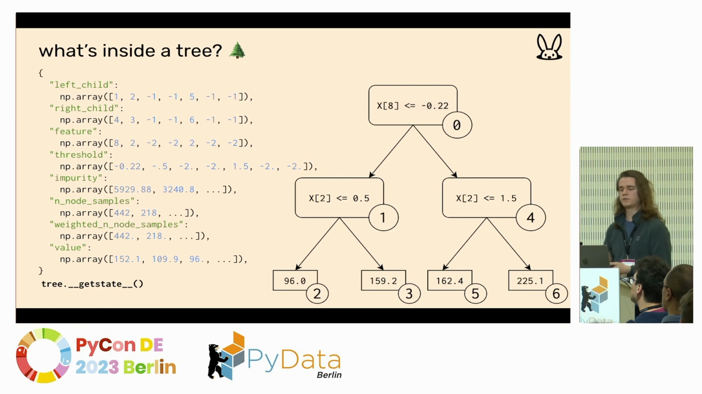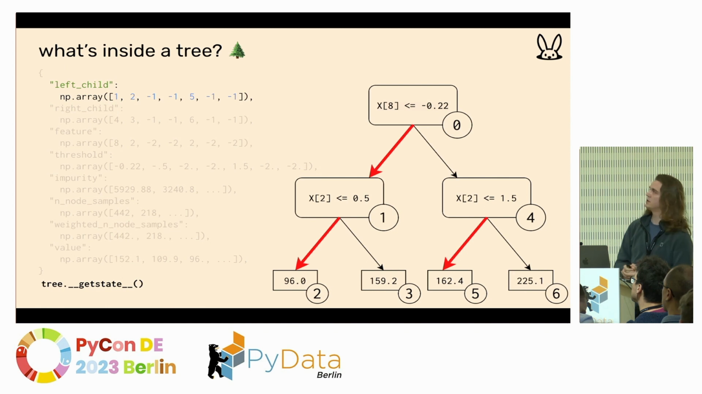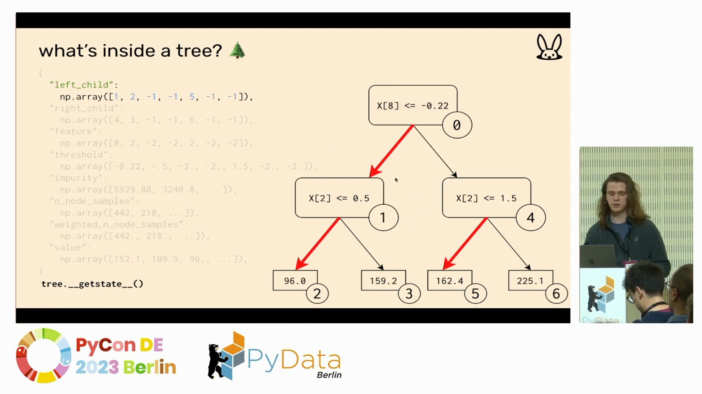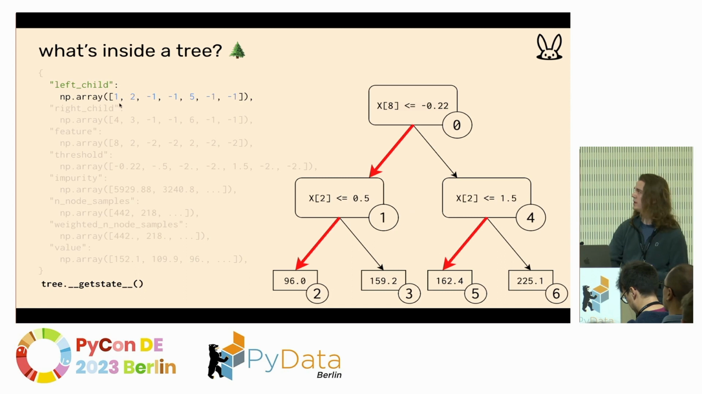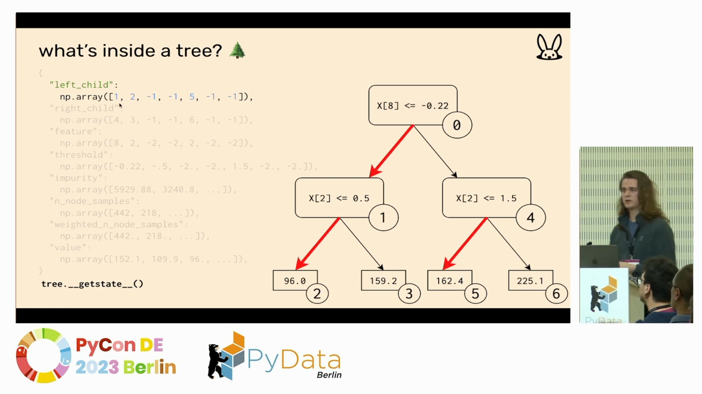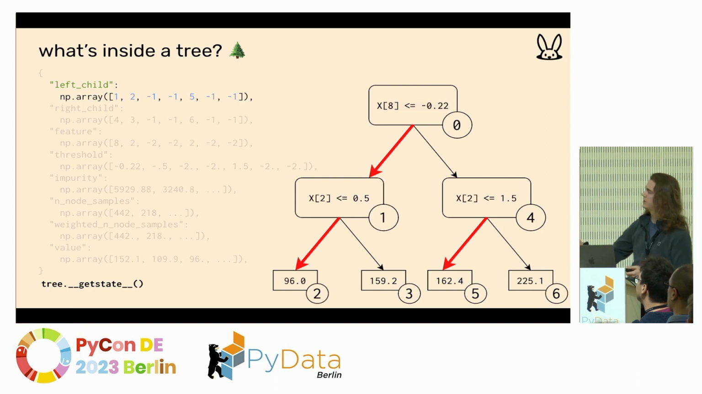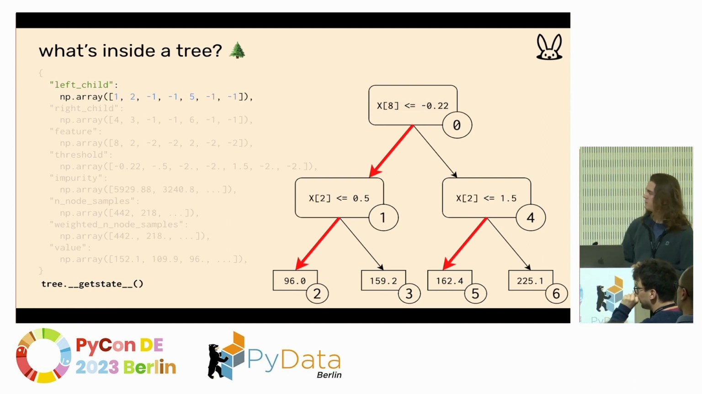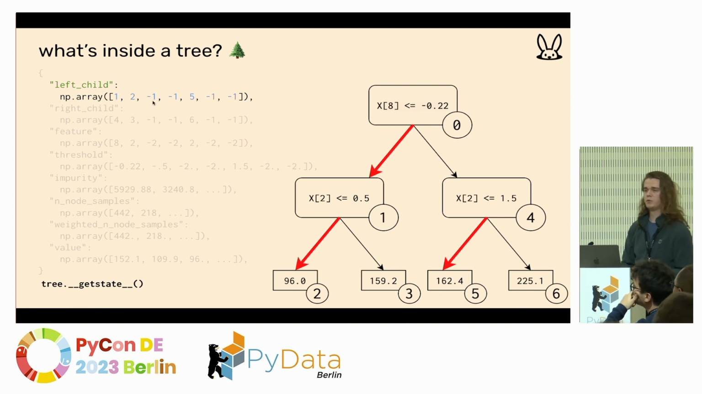So let's have a look at, for example, the left child array of this state. The left child of the node of index 0 would be the node of index 1, so that's basically that one. That's why the 0th index in this left child array is 1. The left child of the node of index 1 would be node number 2, and node number 2 is a leaf. That's why its entry in this left child array would be -1.